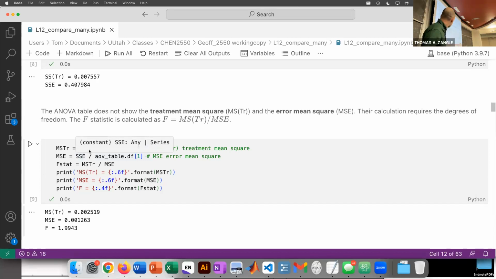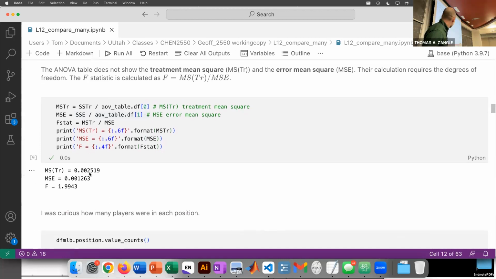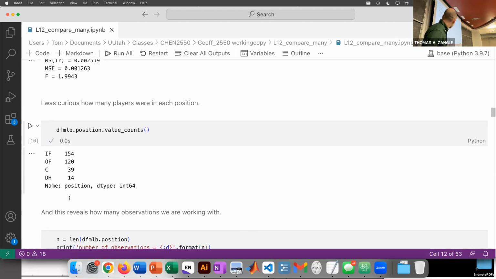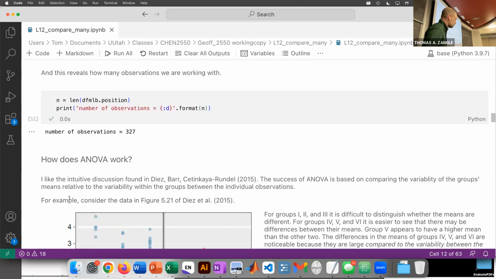Okay. But let's go down and look at it. We can do some other analysis on how many players were in each position and plot what those are. That tells us how many observations we have overall, 327. But let's look at what those values actually are within ANOVA and talk a little bit more about how ANOVA works. So we just went through an example of using this library within Python to compute ANOVA and get this ANOVA table. We gave names to some of the values in that table. We didn't talk about how those values are computed, so let's talk about that.